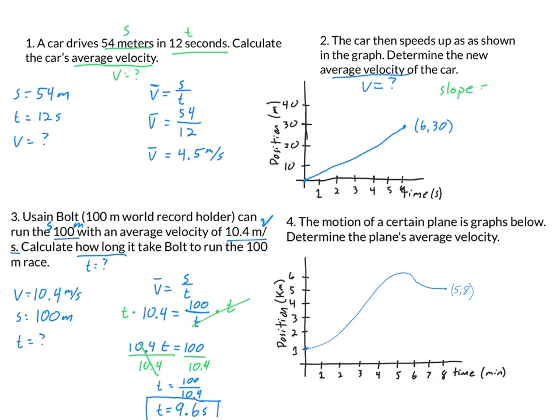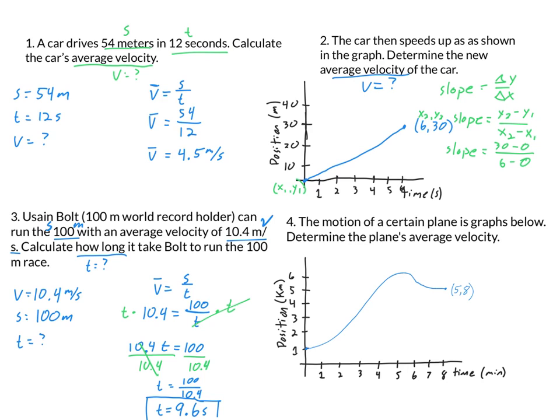Slope equals change in y divided by change in x, aka the velocity here equals the change in y divided by the change in x. If we are going to write this out here, maybe you are familiar with this version of the slope equation, y2 minus y1 over x2 minus x1. That's going to be slope equals 30 minus 0 divided by 6 minus 0.